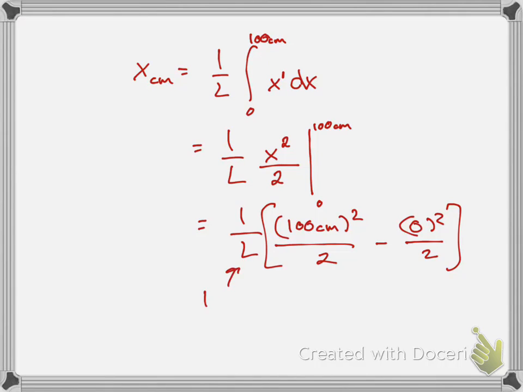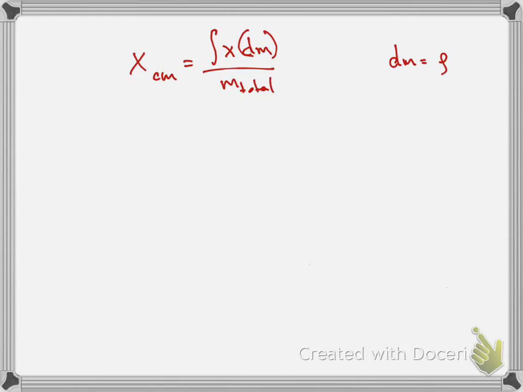And what is L, right? L is the length of the meter stick. That is also 100 centimeters. So what we end up getting is, oh boy, no surprise there. If you do the math, we end up getting 50 centimeters. The center of mass of the meter stick is at 50 centimeters. But that's an example of how to do a continuous distribution of mass.